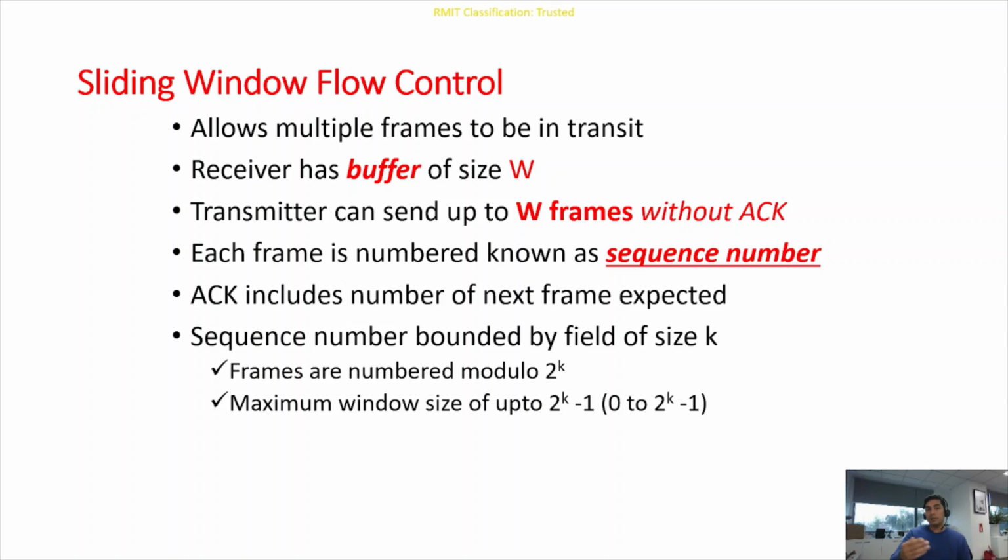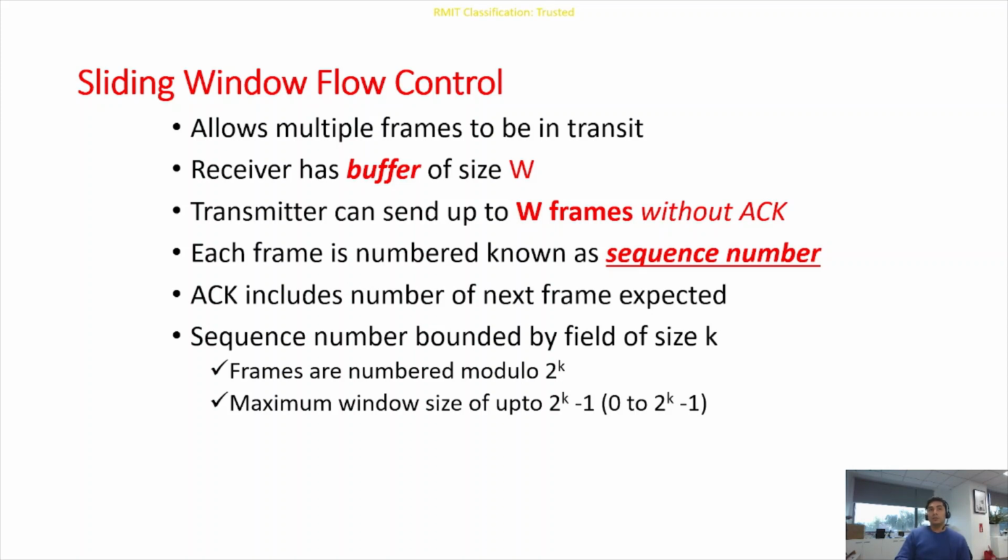So it's not like it has to keep waiting for the acknowledgement from the receiver for every frame. If it has multiple frames, fewer than or equal to W, it can send all those frames without waiting for the acknowledgement. Each frame is numbered with a sequence number, and the receiver will send the acknowledgement back to the source with the number of the next expected frame.